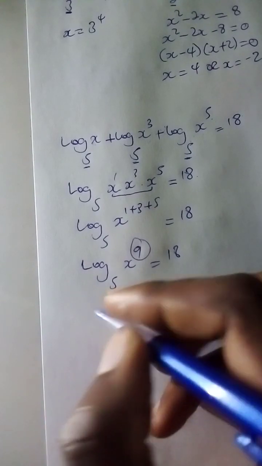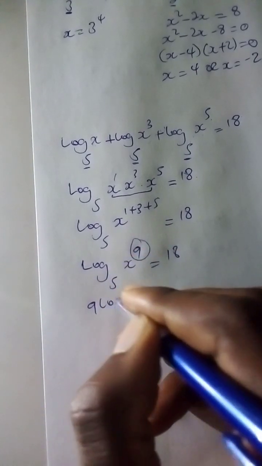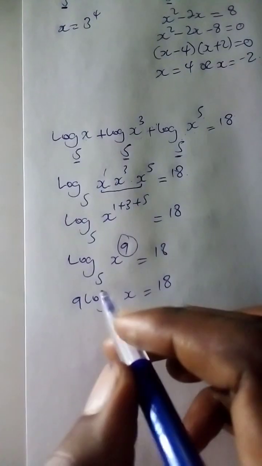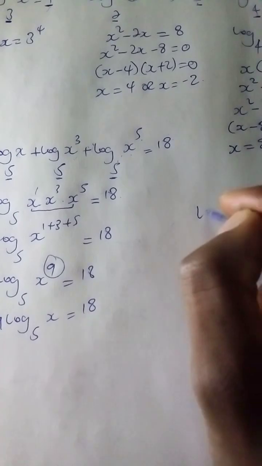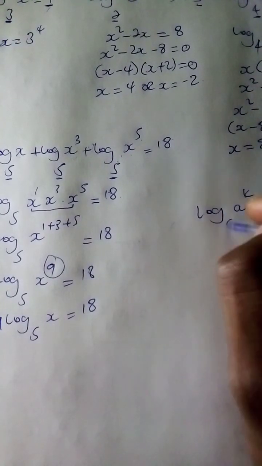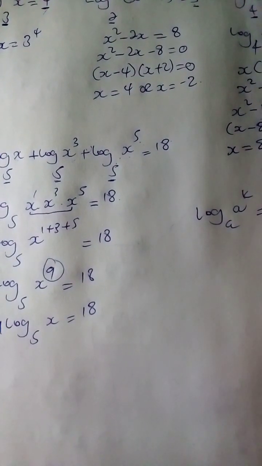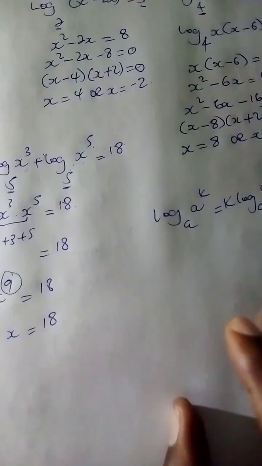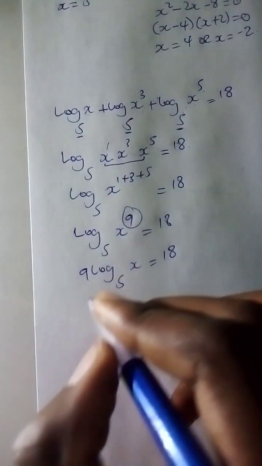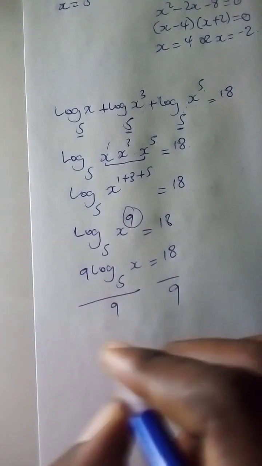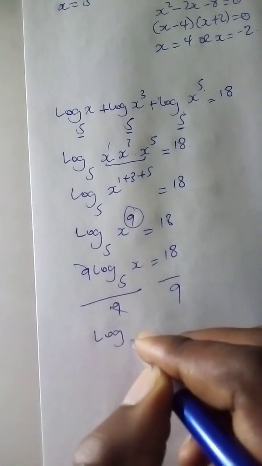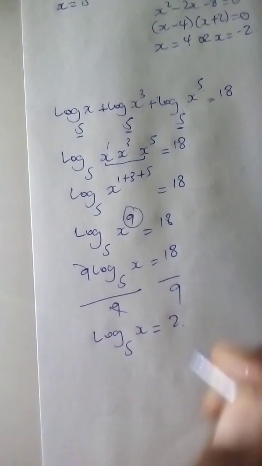So what we're going to do is 9 log 5x, it's equal to 18. So basically here we're just using this law that says that if you have a log of a to the power k, it's equivalent to k log a. So this is the law that we're using to simplify this, right? So now we're dividing both sides by 9, right? So these will cancel out. So now you have a log of 5x, it's equal to 2, right?